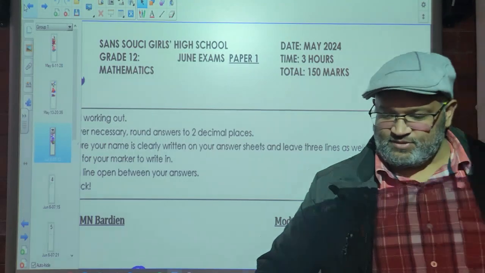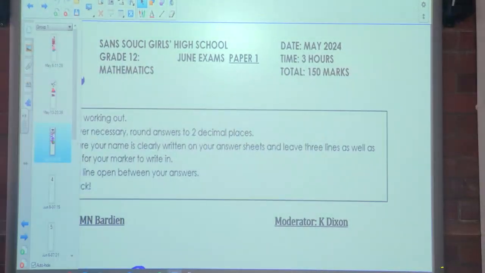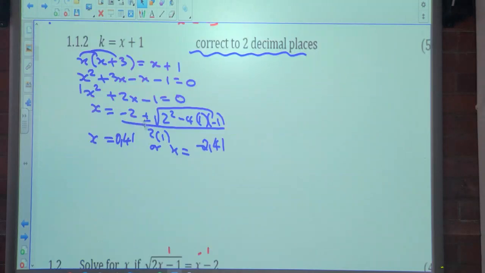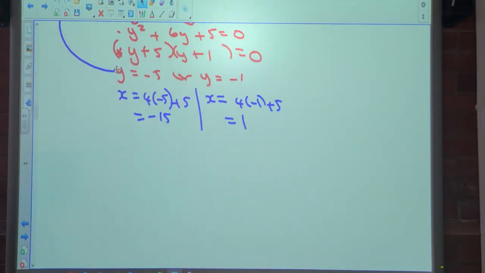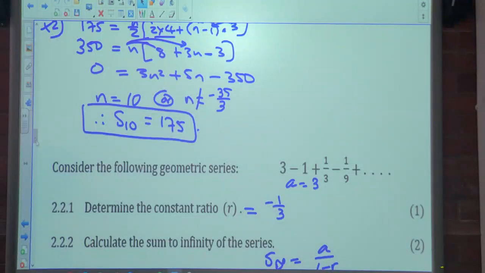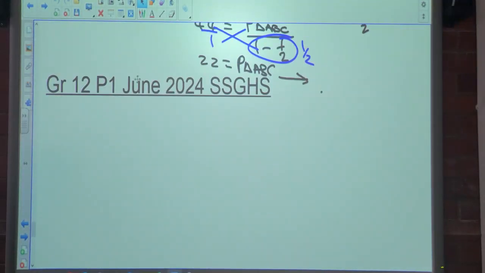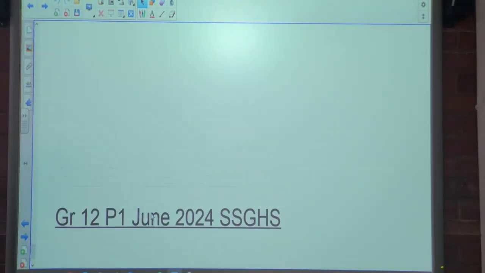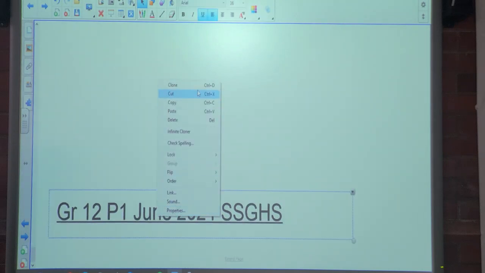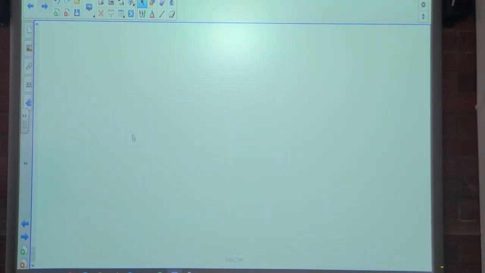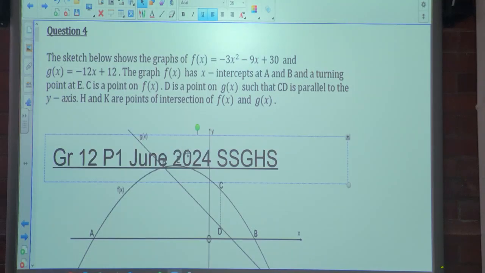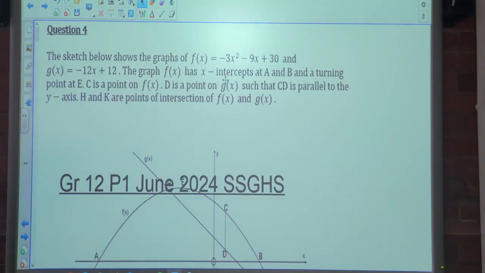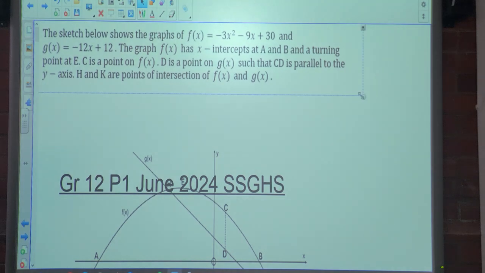So today we're carrying on with paper 1. Yesterday we ended off with question 3. Okay, so now we're looking at question 4.